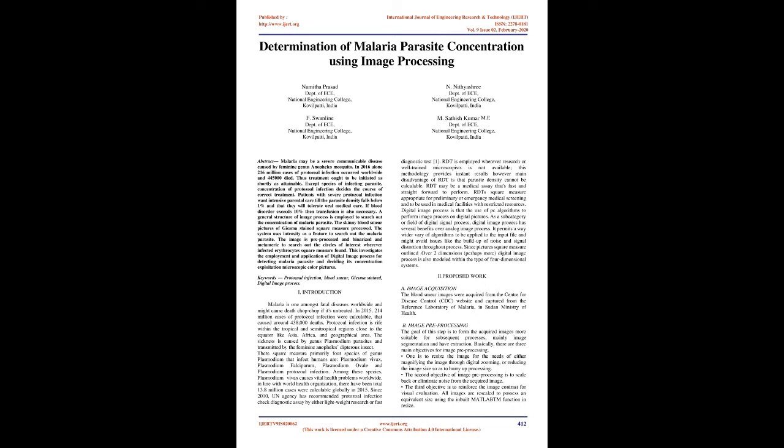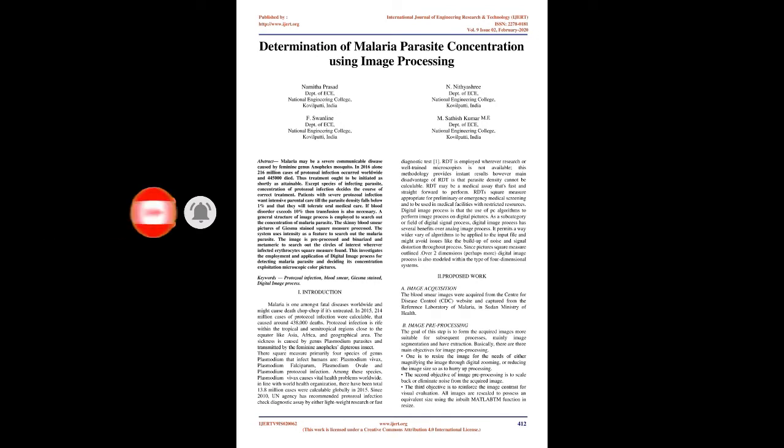A general structure of image processing is used to find the concentration of malaria parasite. The thin blood smear images of Giemsa stained slides are processed. The system uses intensity as a feature to find the malaria parasite. The image is pre-processed, binarized and segmented to find the circles of interest where infected erythrocytes are found. This investigates the use and application of digital image processing for detecting malaria parasite and determining its concentration using microscopic color images. Keywords: malaria, blood smear, Giemsa stained, digital image processing.